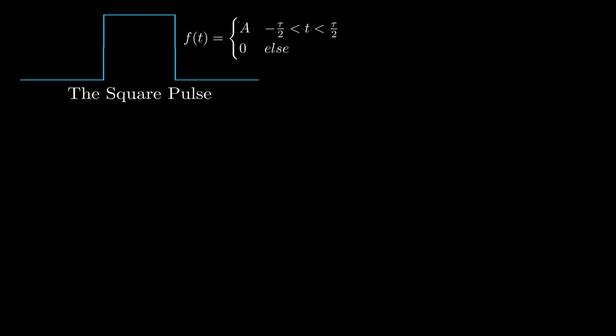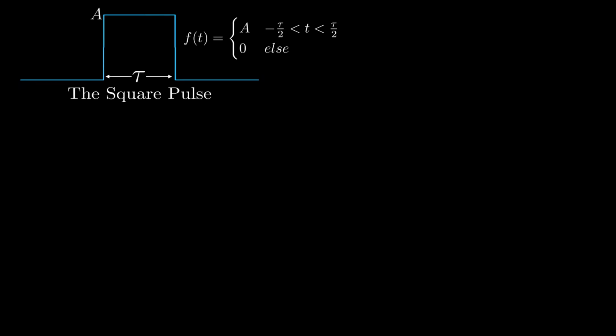You ready for another example? Let's examine the square pulse, which is a common excitation profile in simple NMR circuits. Every textbook has a different name for this function, a top hat, a boxcar, a box pulse, but they're all the same thing. The square pulse is simply a function that is a constant A over some time tau.